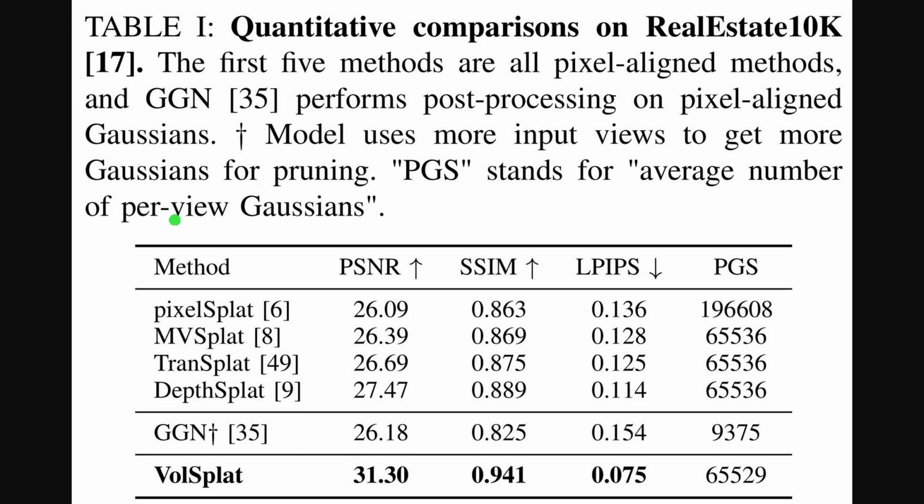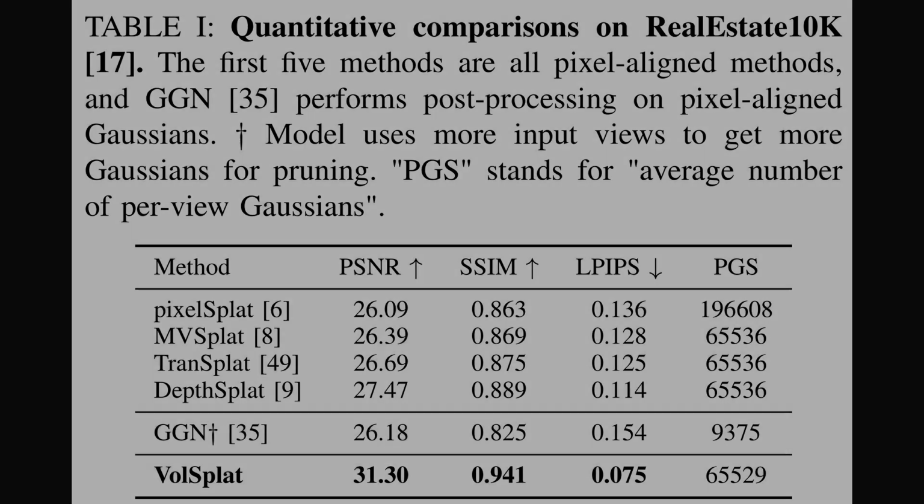Alright, Table I reports performance on Real Estate 10K and shows a clear lead for VolSplat. PSNR rises to 31.3, which signals less pixel error than all pixel-aligned baselines. SSIM climbs higher as well, indicating stronger structural fidelity. LPIPS drops, a learned perceptual metric that tracks visual closeness. PGS denotes average per view Gaussians, and counts stay comparable.